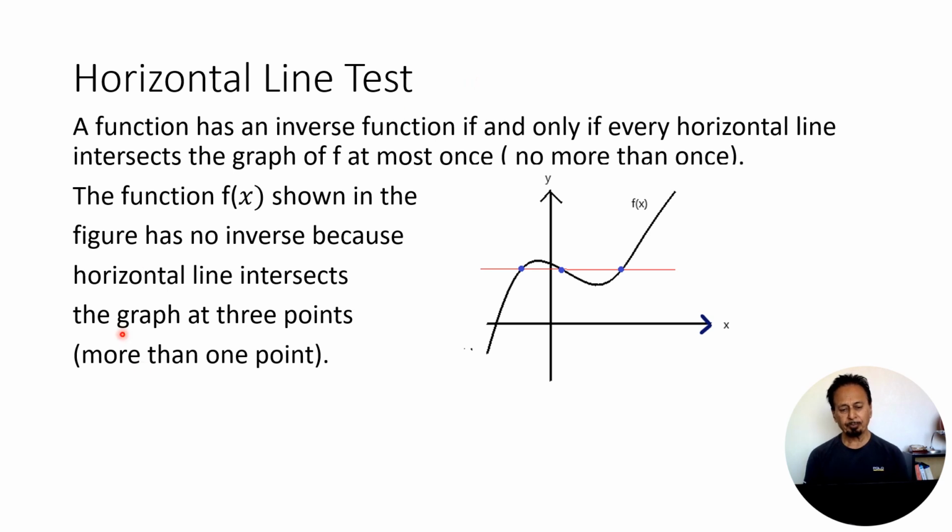Horizontal line test. We can also use the horizontal line test to find out if a function has an inverse or not. A function has an inverse function if and only if every horizontal line intersects the graph of f at most once, no more than once. So the function f of x shown in this figure has no inverse because a horizontal line intersects the graph at 3 points, which is more than 1 point.